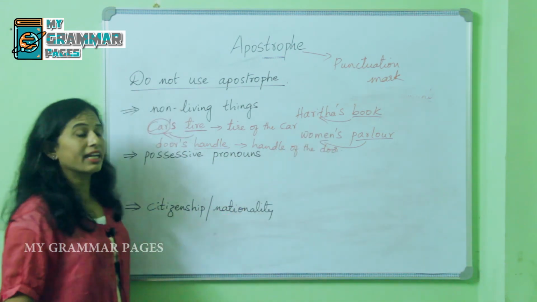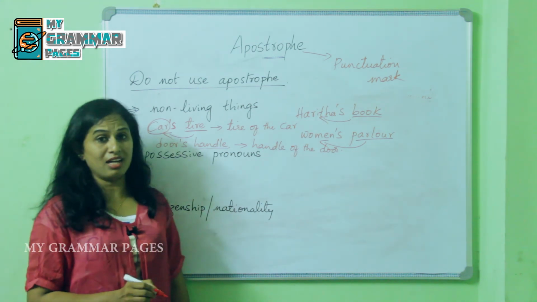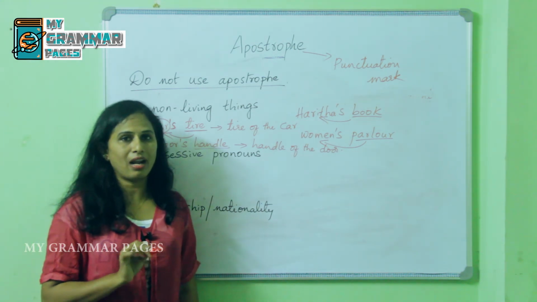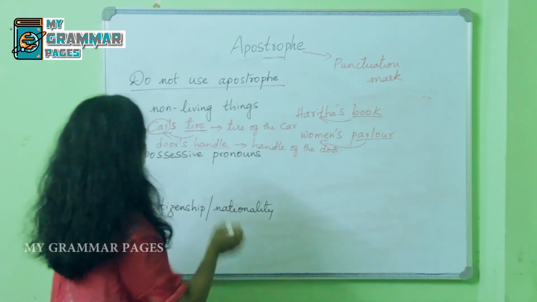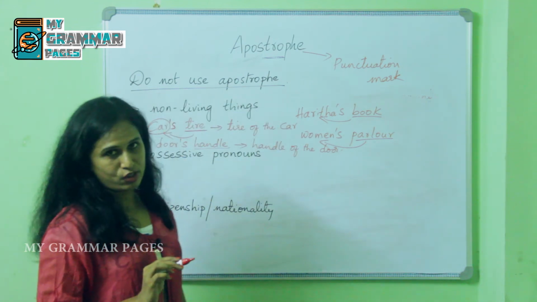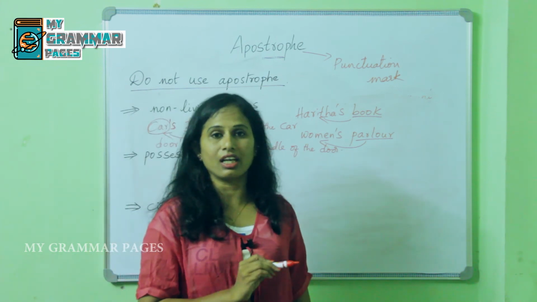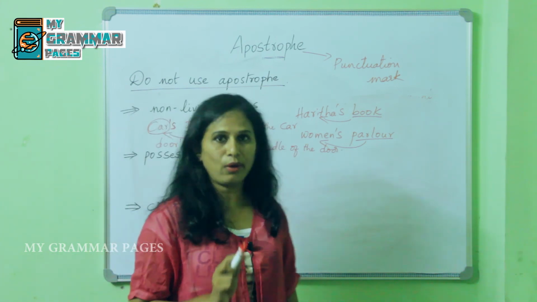You can go with anything now. For example, if you take plants' roots, they are not plants' roots, but they are the roots of the plants. Okay, so the first rule is that the non-living things do not carry any apostrophe over them.